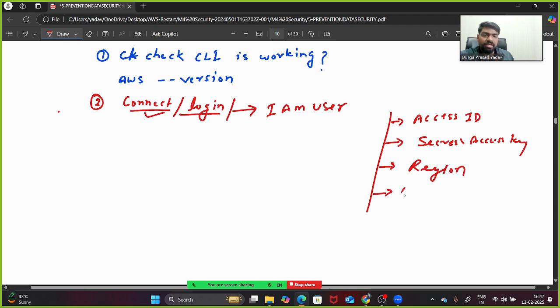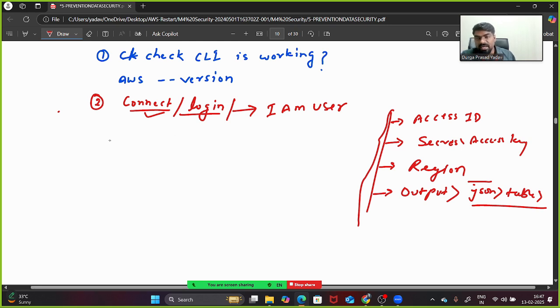And fourth, it will ask for your output. You want to see your output in JSON, or in table, or in plain text. You will be able to add the output here. Generally by default it used to be JSON. We used to keep the same. So these are all the 4 pieces of info it does require.